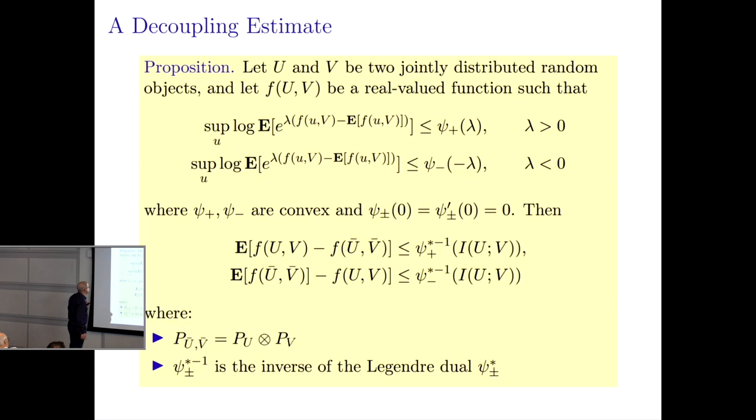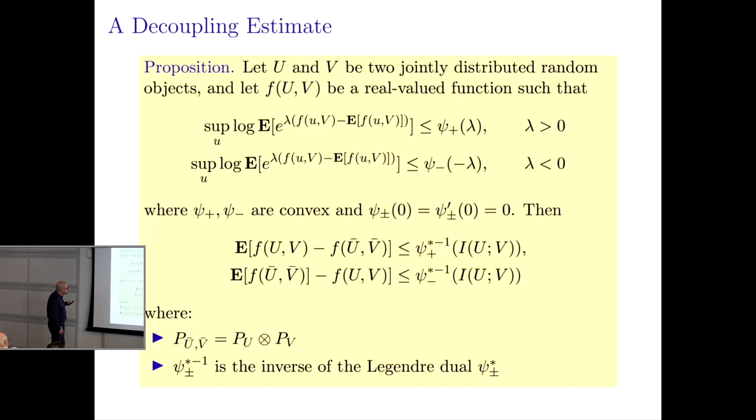So U and V are two jointly distributed random objects. They don't have to be vectors, they can be something else. And we're just looking at them through this kind of real-valued filter, in a sense. And we're going to assume that this function f of u and v has the following property.